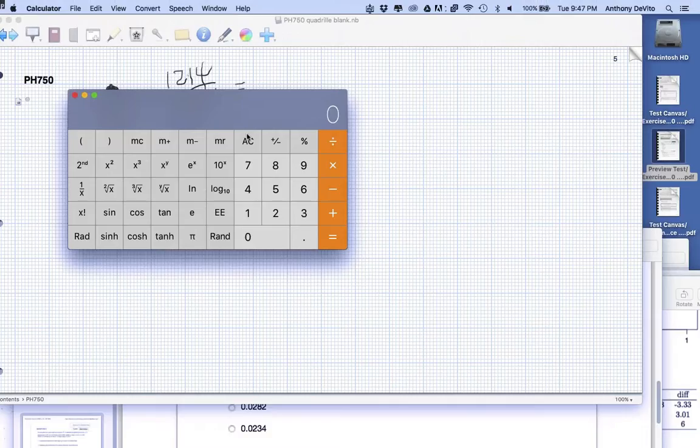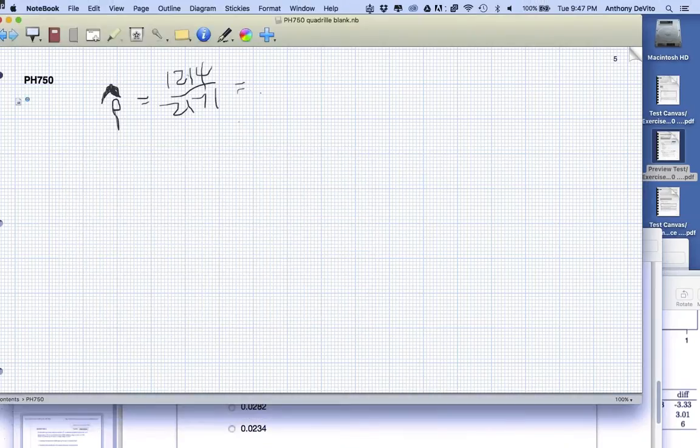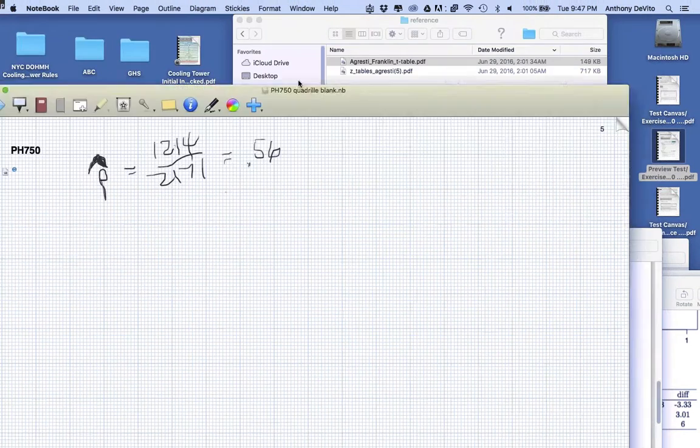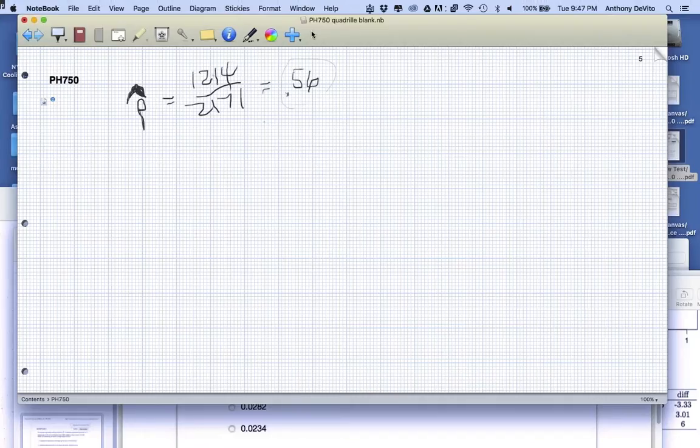Okay, let me clear this. 1,214 divided by 2,171 is equal to, I'm going to call it 56%, is equal to 0.56. Did I do that right? Yes, 0.56 is equal to 56%. So now, what's the probability?